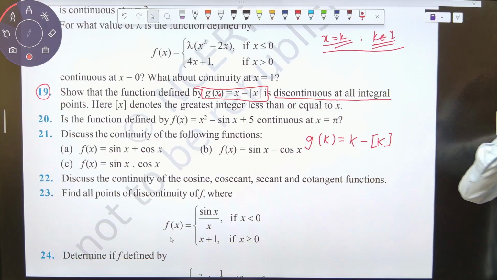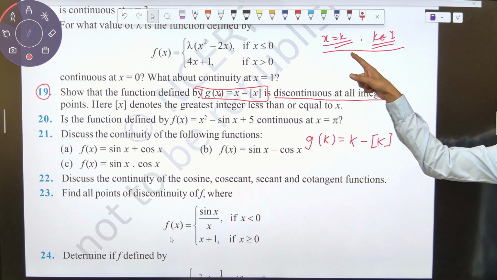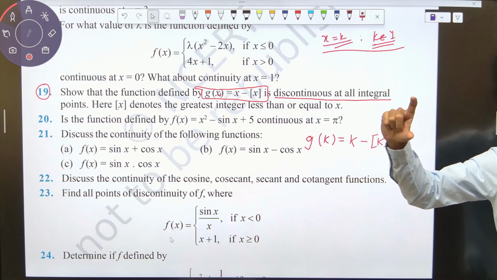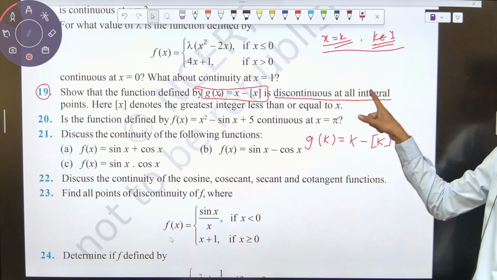When you have to check a lot of numbers, you simply write x equals k and give the definition of that set of numbers. What is the definition of that set of numbers here? Integral.